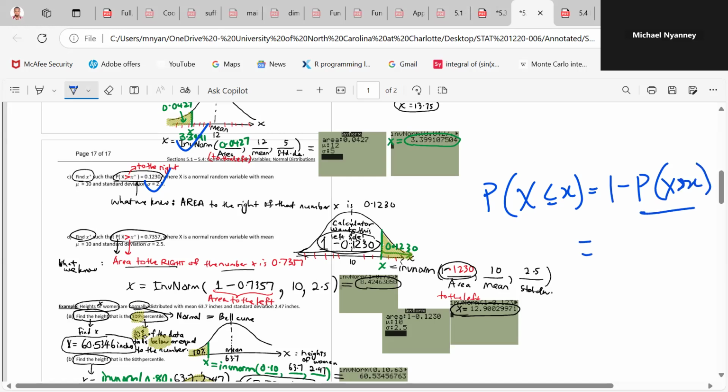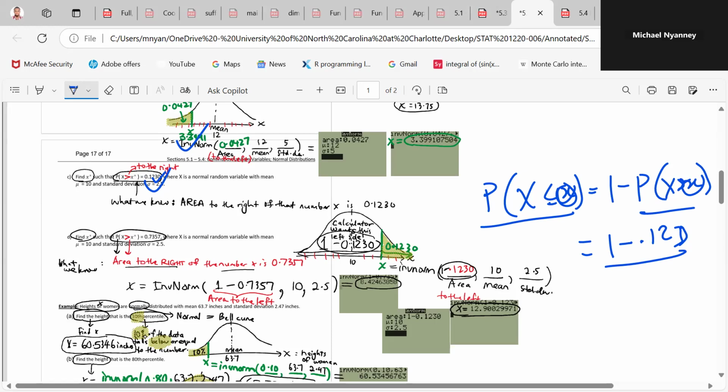Okay, so we know this probability. So it's the same as 1 minus, and this is given in the question to be this, 0.123. Okay, so subtract this, you get this. So now you have the area to the left. Then you can find your S back. Okay, so that's the idea behind.